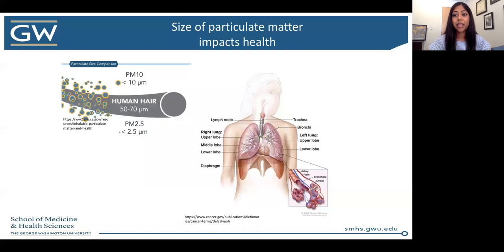Theoretically, PM10 particles preferentially deposit in the upper airways. Meanwhile, PM2.5 and ultrafine particles can much more easily reach the smallest airways and alveoli, and ultrafine particles may further penetrate the alveolar-capillary membrane, which eventually spreads into the systemic circulation. Next slide, please.